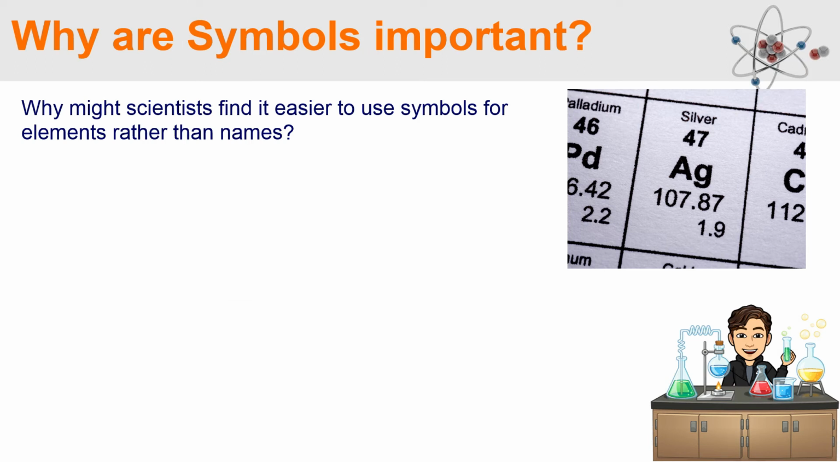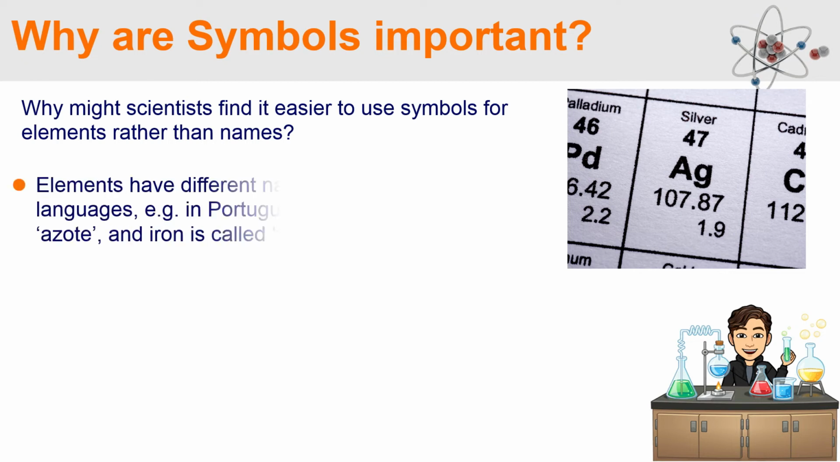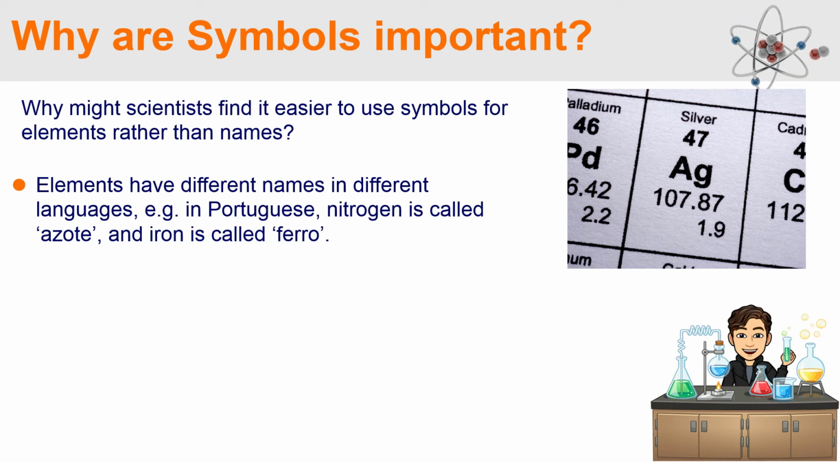Have you figured out why symbols are important? Why might scientists find it easier to use symbols for elements rather than names? As you can see, elements have different names in different languages. For example, in Portuguese, nitrogen is called azote and iron is called ferro, which will cause confusion if we are going to use these in their native languages.